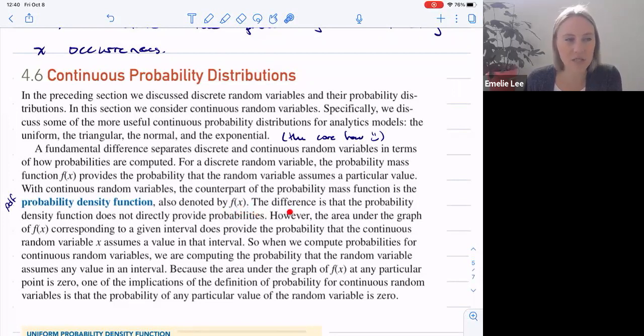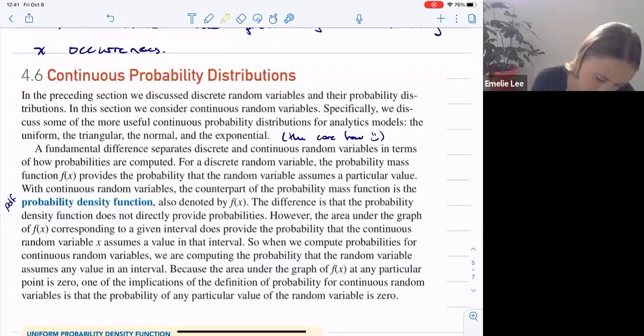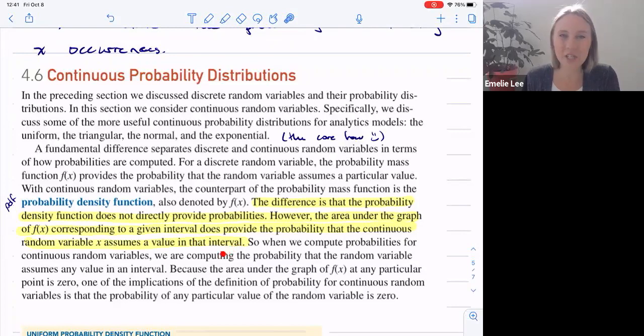The difference is that the probability density function does not directly provide probabilities. The area under the graph of f of x corresponding to a given interval does provide the probability that a continuous random variable x assumes a value in that interval. I'm going to highlight that section because that's going to be important. So we're going to be talking about intervals.